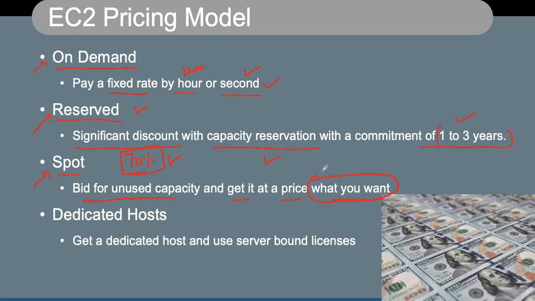Dedicated host: if there are some limitations where you want a dedicated machine for your applications, you can go for a dedicated host, which will typically be a little costlier than on demand, reserved or spot. But here you can also use server bound licenses. If your licenses are bound to a particular server, you can always go for a dedicated host and use these licenses on a dedicated machine.